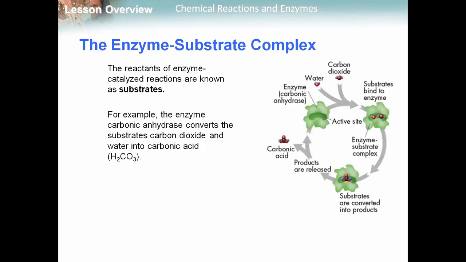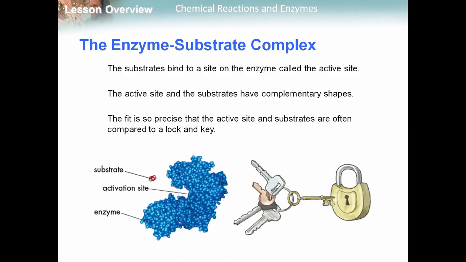The reactants of enzyme-catalyzed reactions are known as substrates. For example, the enzyme carbonic anhydrase converts the substrates, carbon dioxide and water, into carbonic acid, H2CO3. The substrate binds to a site on the enzyme called the active site. The active site and the substrates have complementary shapes. The fit is so precise that the active site and the substrates are often compared to a lock and key.